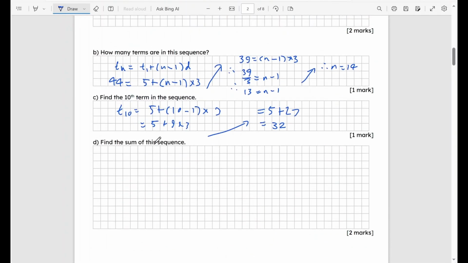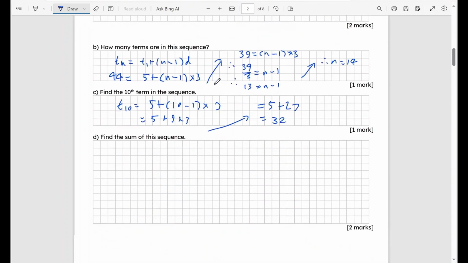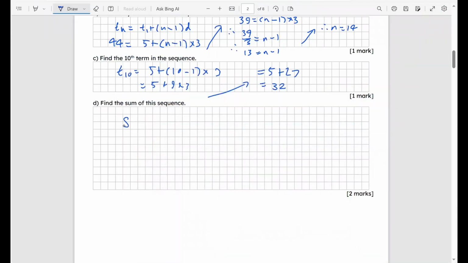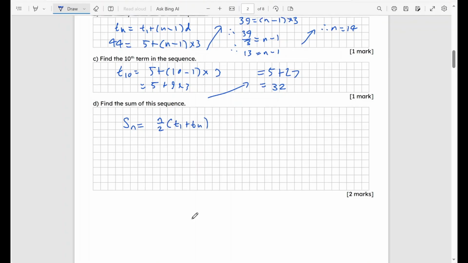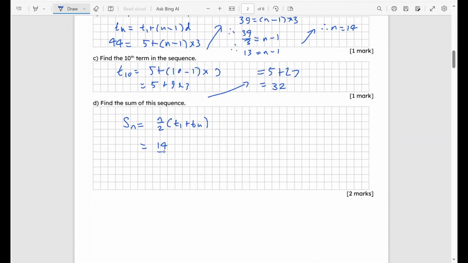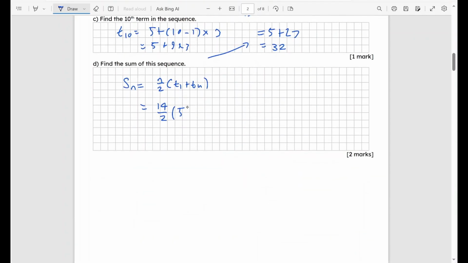All right, find the sum of this sequence. So basically what you can use is either of the two formulas. I'd recommend this first one, Sn equals n over 2, T1 plus Tn. And we actually know what n is because we know how many terms there are. There are 14. So this is 14 over 2, T1 is 5, plus 44.